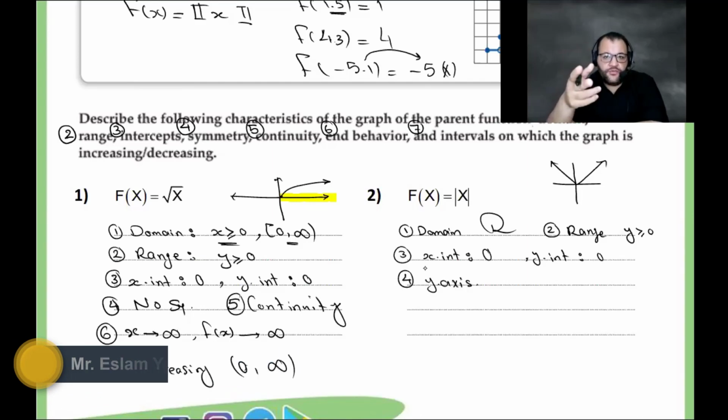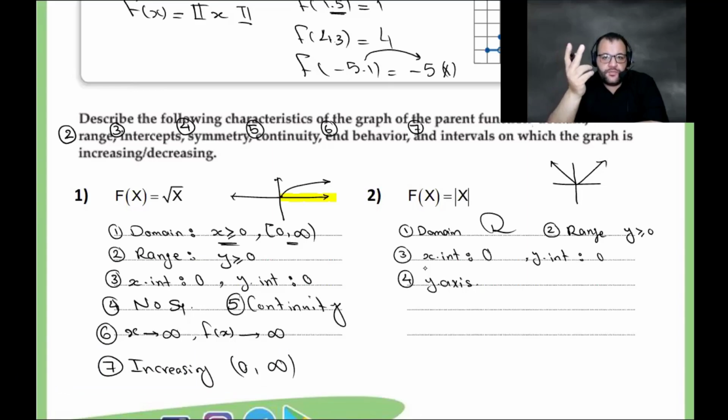Is the symmetry now for a point or for a line? No, it's a line, sir, so the line of x equals zero. Is there a symmetry for a line or for a point? For a line. Okay, so if you want to find a line, just write the equation of the line or the name of the line. The equation of the line of the y-axis is x equals zero, right? So you have to write the equation of the line: x equals 0.